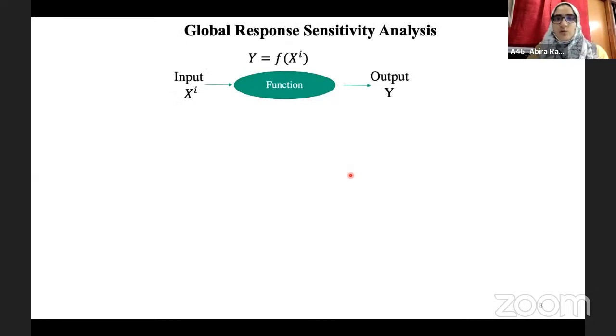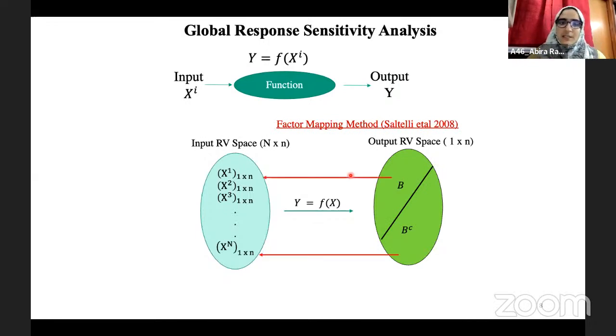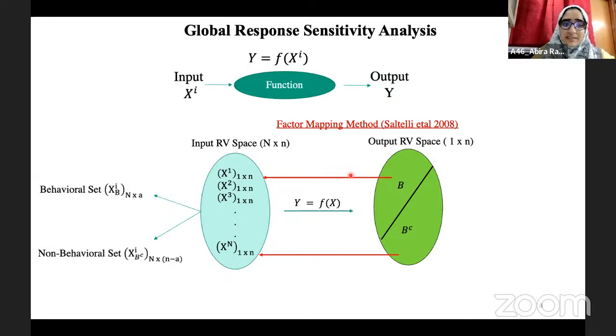So starting with what is global response sensitivity analysis, if we consider any function y is equal to f of x, where xi represents the input random variables and y is the output, this function can be anything, an equation, and in the present case, it's a nonlinear finite element model. The global response sensitivity analysis method that has been employed currently is the factor mapping method. In this method, after we have performed the nonlinear analysis, we have an output. This output random variable space is divided into two regions, a behavioral region and a non-behavioral region. Then these regions are mapped back into the input random variable space, which leads to the development of two sets, behavioral sets and non-behavioral sets of the input random variable space.